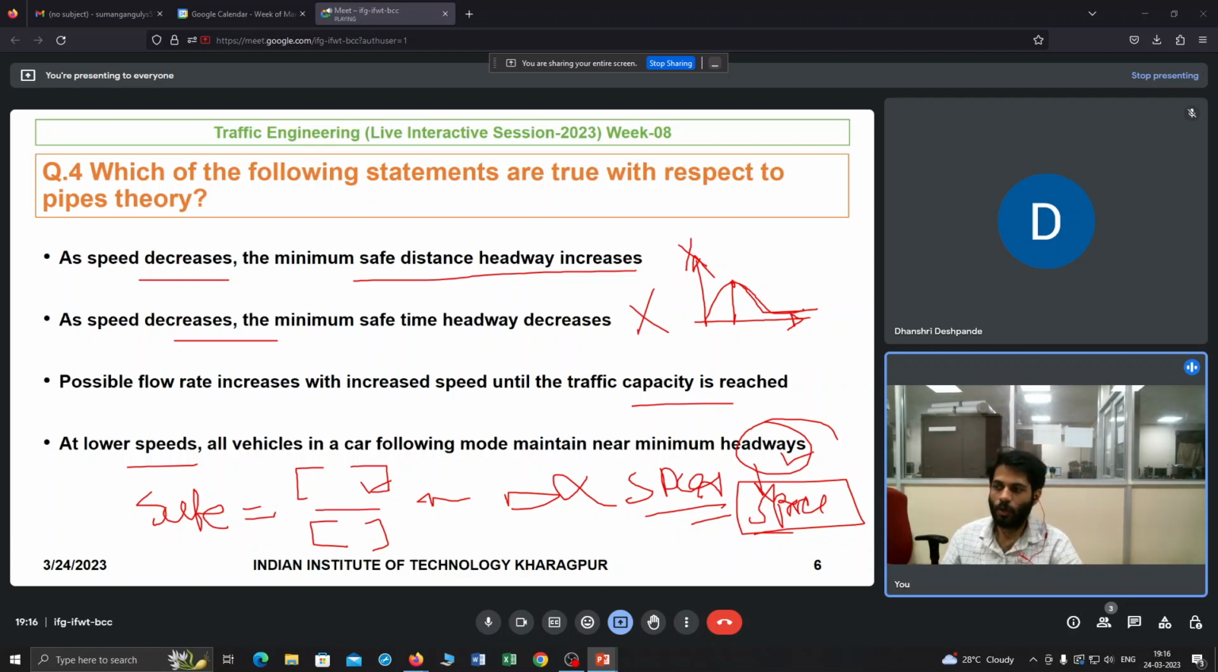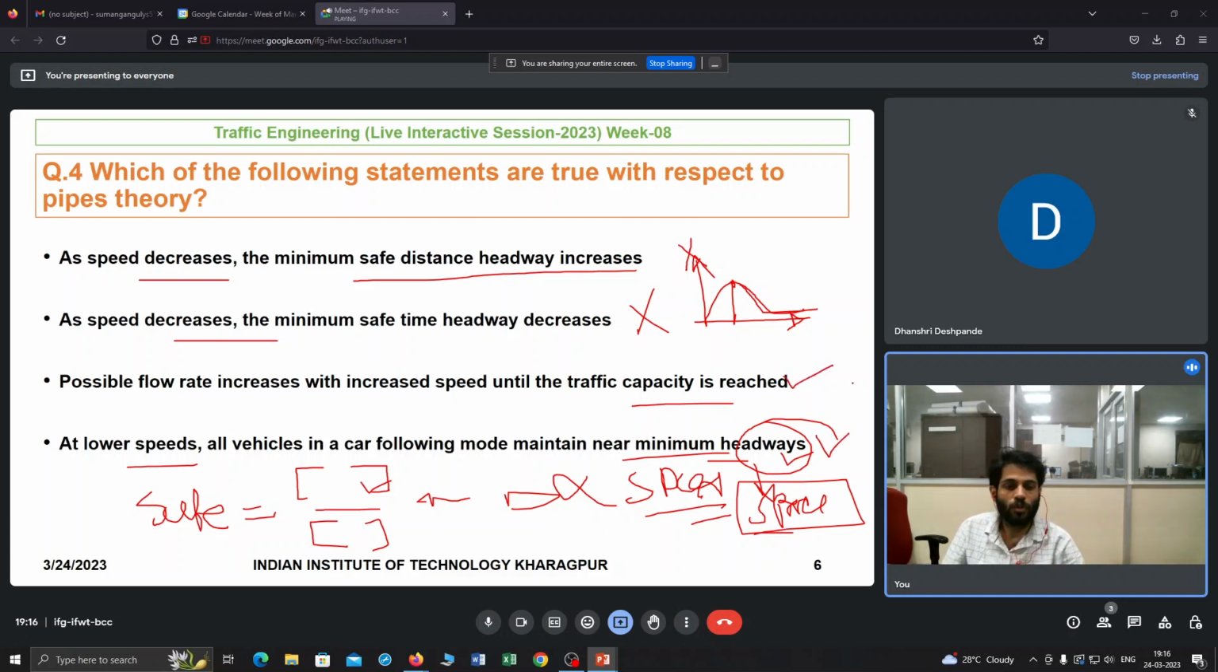So obviously because your speeds are less, there is no fear among the drivers that they will collide, right? So they will come packed, closer and closer, so they will only maintain the minimum safe headways. So these are the two correct options.